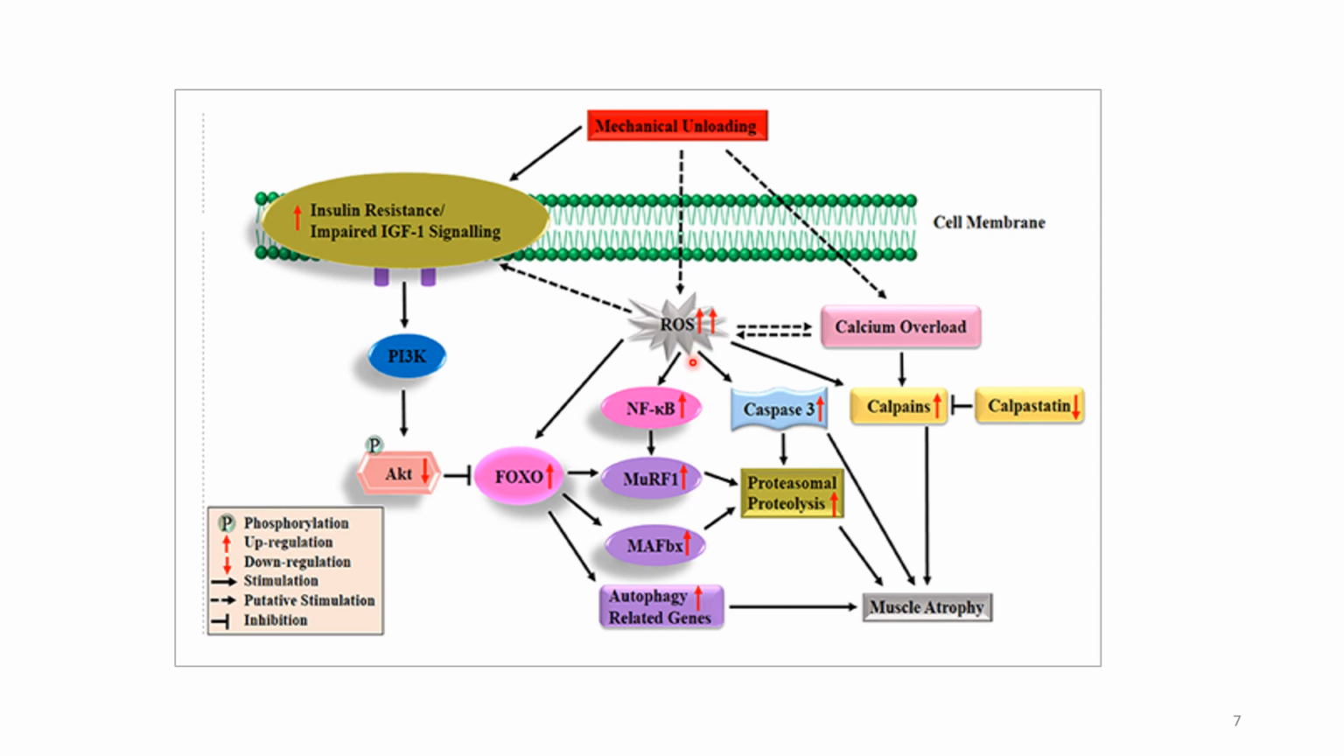And the reactive oxygen species will increase the nuclear factor kappa B in the cell, and it will increase the other proteins which will cause proteasomal proteolysis, eventually leading to muscle atrophy.